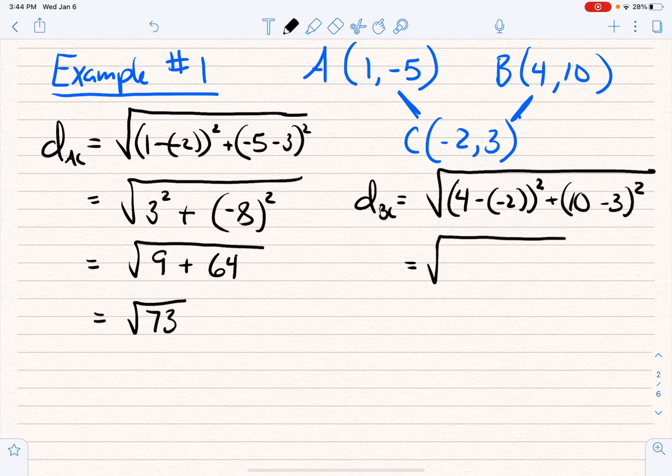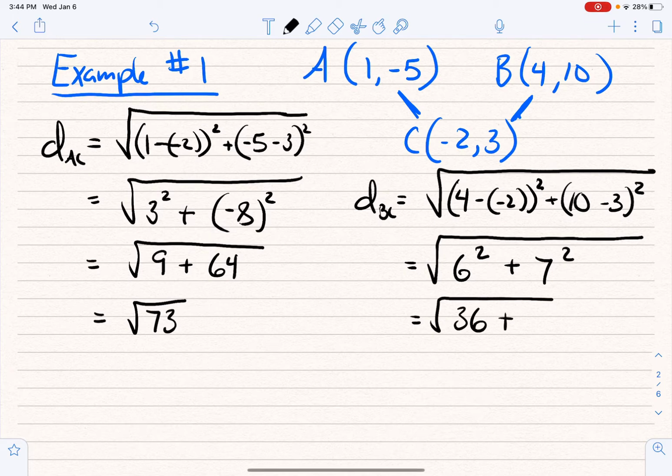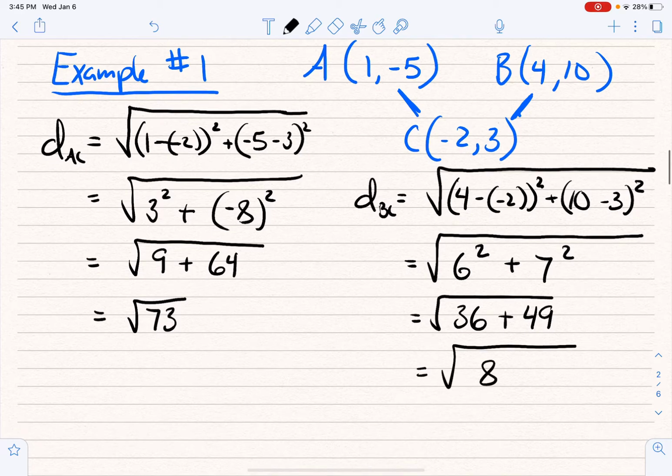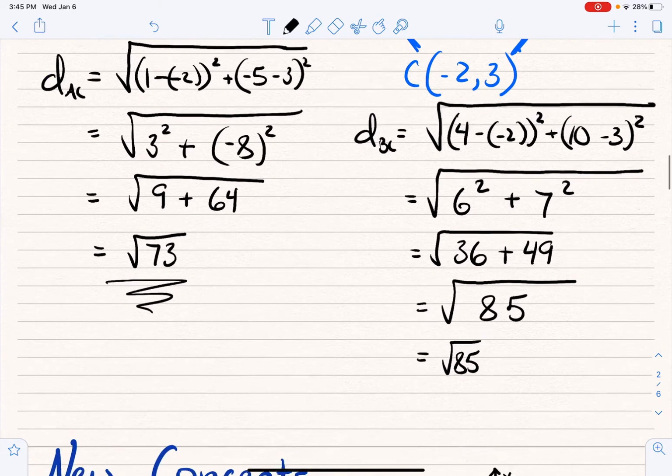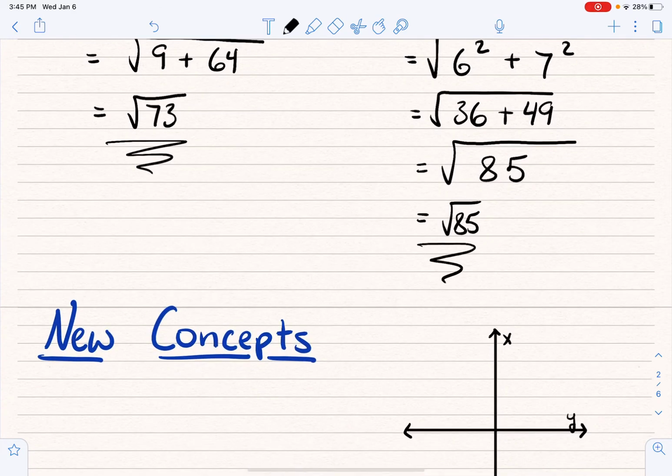Okay, so it's going to be equal to the square root of 4 minus negative 2, which is like 4 plus 2, so it's going to be 6 squared, plus 10 minus 3 is 7 squared. So 6 squared is 36, and 7 squared is 49, and so 36 plus 49 is going to give me 85, and so this is equal to the square root of 85. So the distance from A to C is equal to the square root of 73. The distance from B to C is equal to the square root of 85.